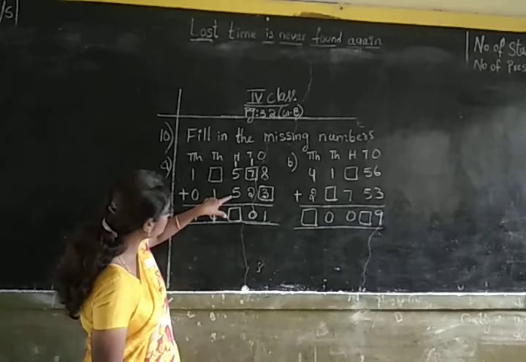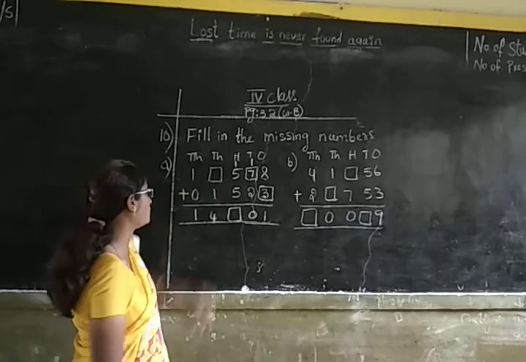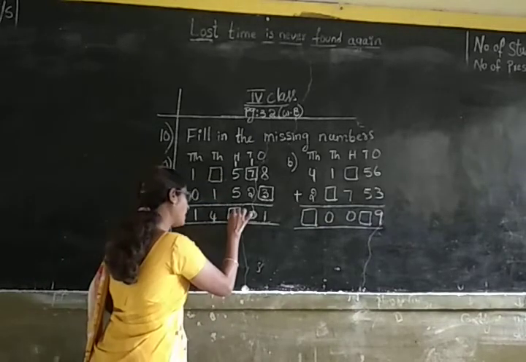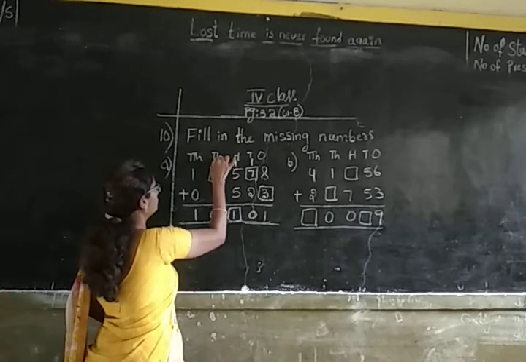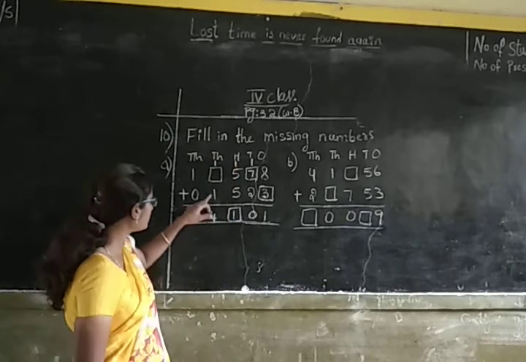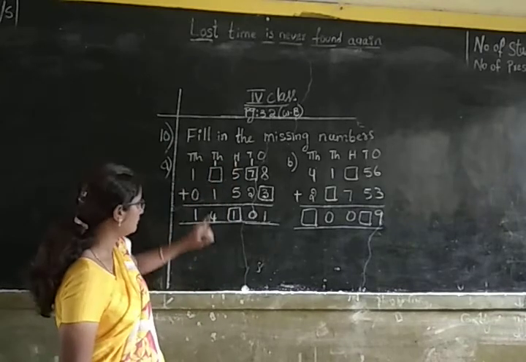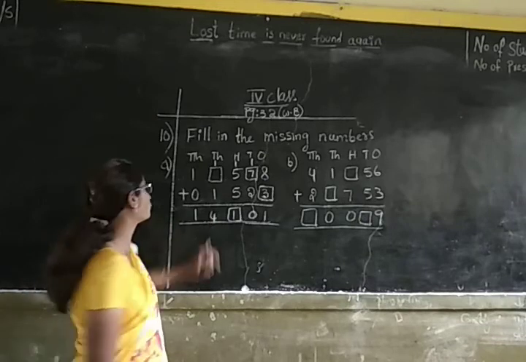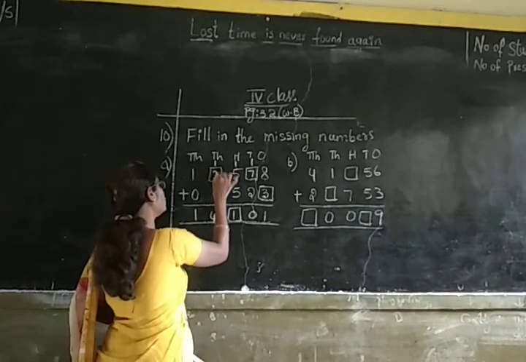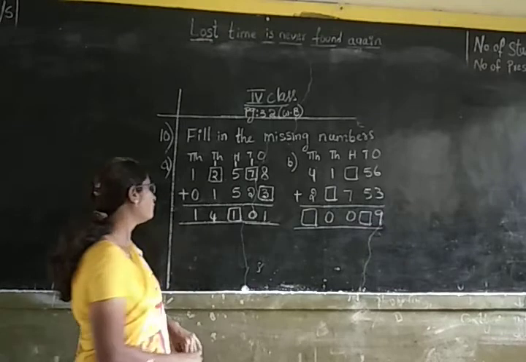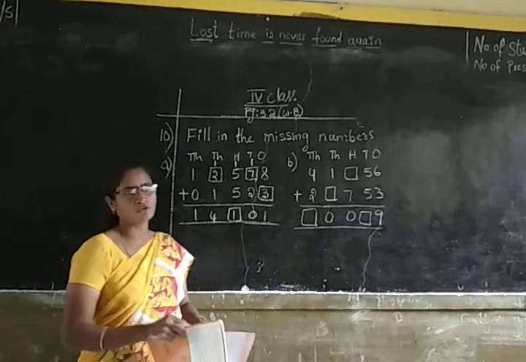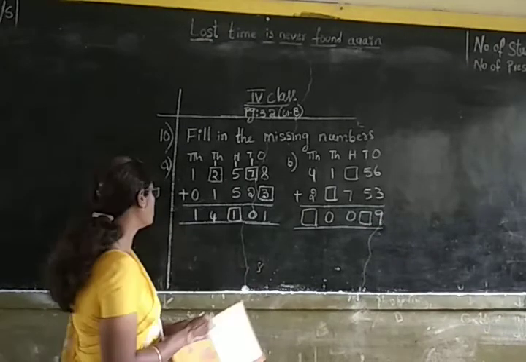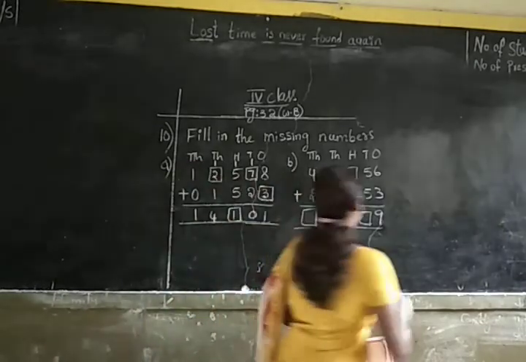Here 5 plus 5 is 10 and 10 plus 1 is 11. So you have to put 1 here and carry away 1 to the next place. Here 1 plus 1 is 2, but the answer is given 4. So you have to add 2, then it will become 4. Did you understand children how to find out the next missing numbers? So let us do the next sum.